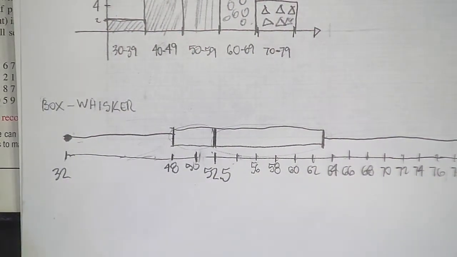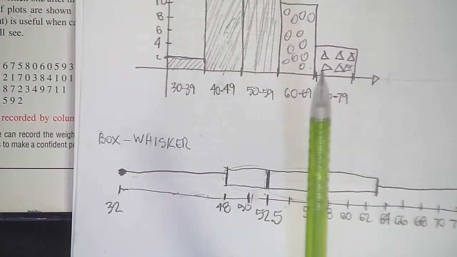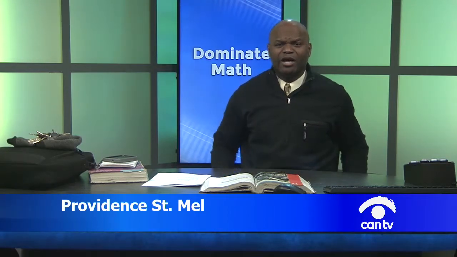So again, a picture sometimes helps as opposed to just putting numbers on a paper. Sometimes if you can turn the numbers into some kind of picture, this really brings clarity.